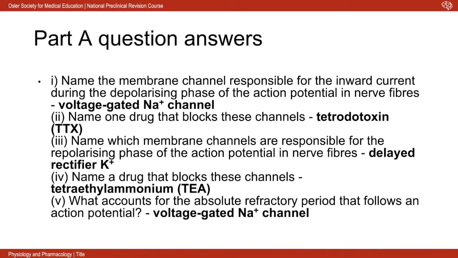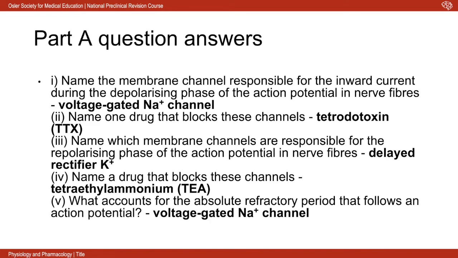So firstly, name the membrane channel responsible for the inward current during the depolarizing phase of the action potential in nerve fibers. As mentioned in the previous slide, this is the upstroke of the action potential, so it's the voltage-gated sodium channels. Name one drug that blocks these channels. Tetrodotoxin is one of them. Obviously, you could also have chosen, if they were options, local anesthetics or anti-epileptics.